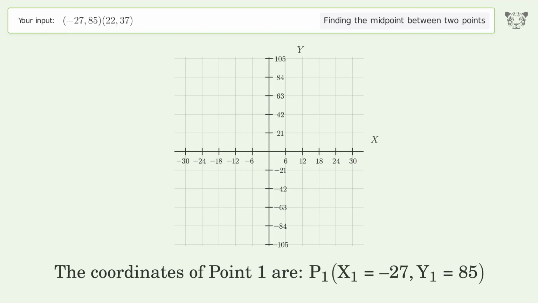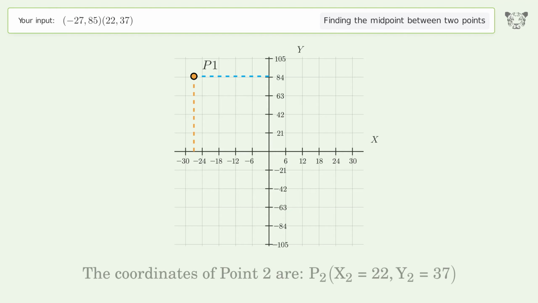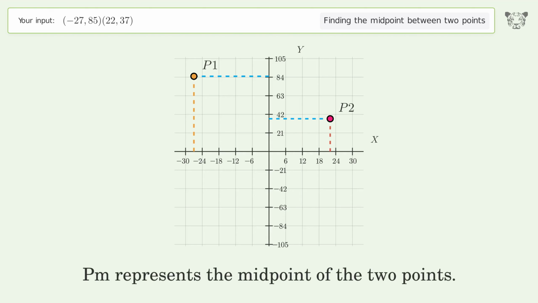The coordinates of point 1 are, x1 equals negative 27, y1 equals 85. The coordinates of point 2 are, x2 equals 22, y2 equals 37. PM represents the midpoint of the 2 points.